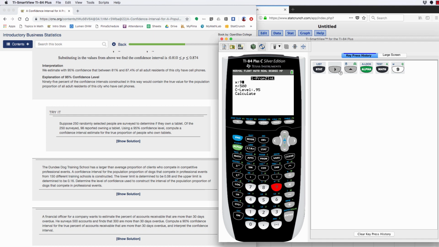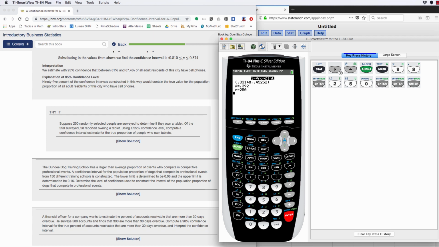98 people saying they had a tablet out of 250 people who were surveyed. We're doing a 95% confidence interval. We calculate, and we get n is equal to 250, right? The population proportion. Now, notice on the calculator they use what's called p hat. It has p with that little hat sitting on top of it. In the book they use p prime. They talk about p hat in the book.